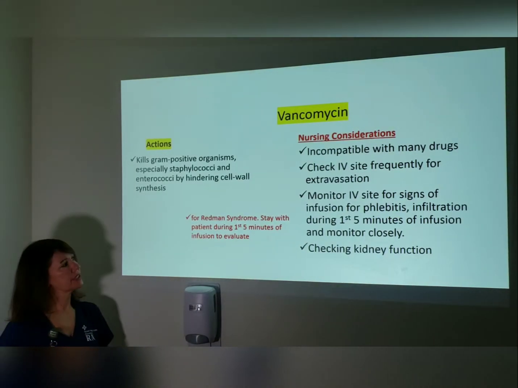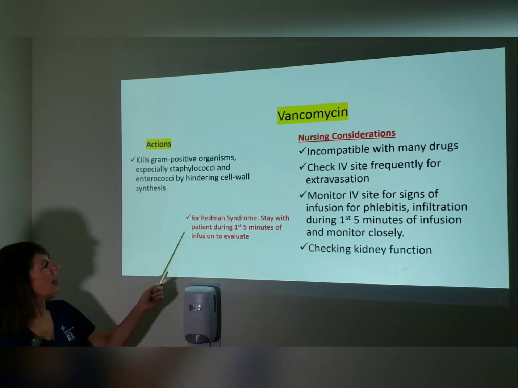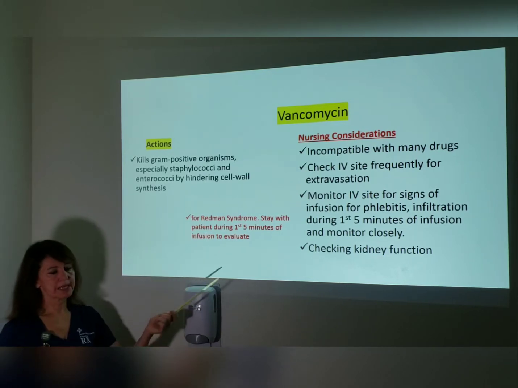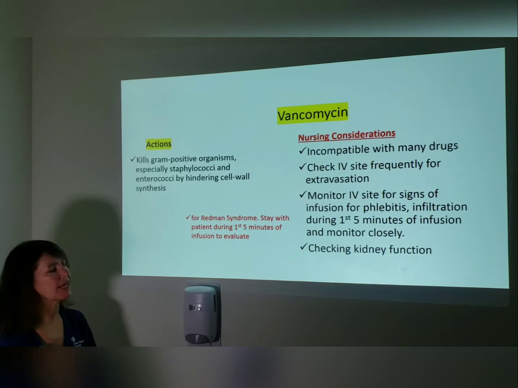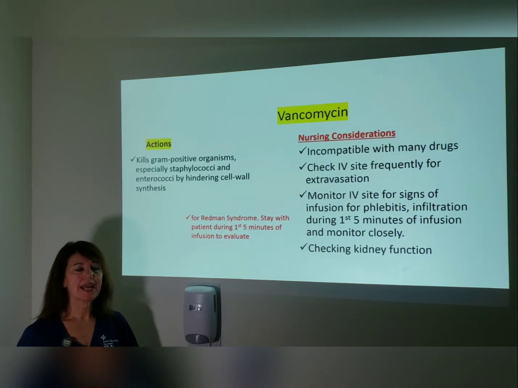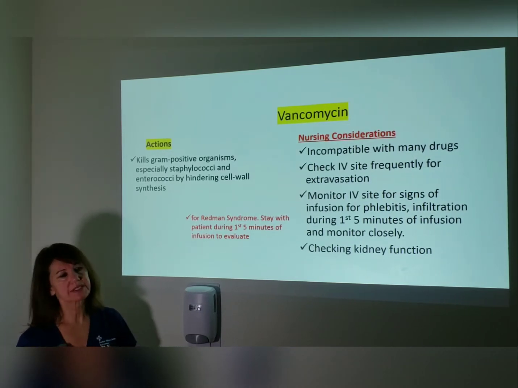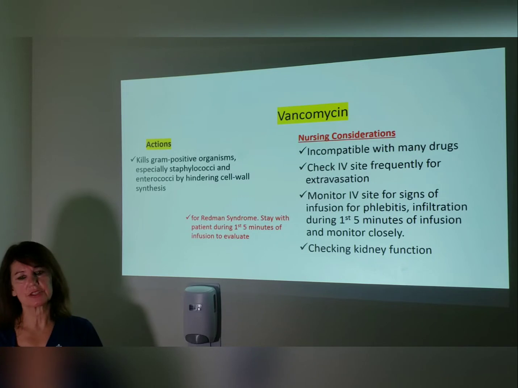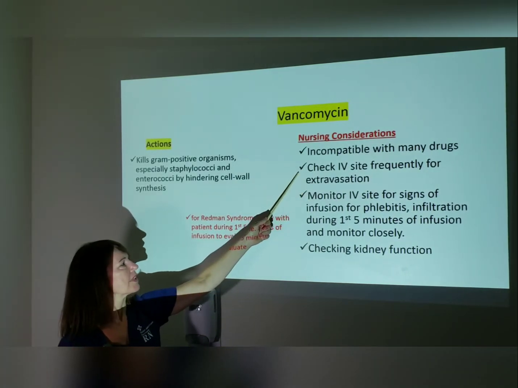The Vanco, I really just want to talk about how it kills gram-positive organisms, and I want to go over red man syndrome. When we're giving Vanco and the rate is too high, patients can get a rash, and they can look like they're having an allergic reaction, but it's called red man syndrome, and it just has to do with the purification process of Vanco. And I'll go over that in the next slide.